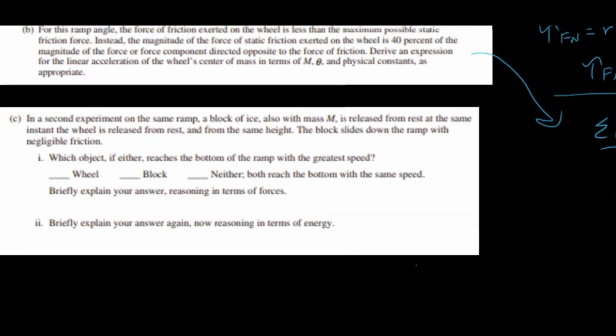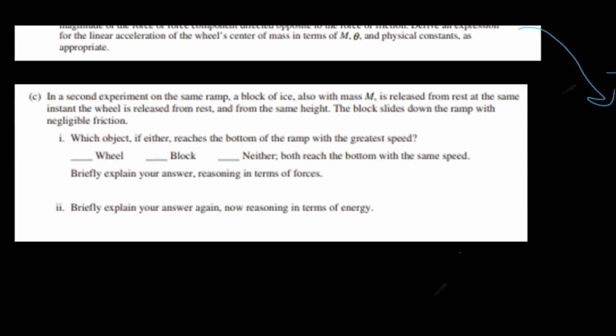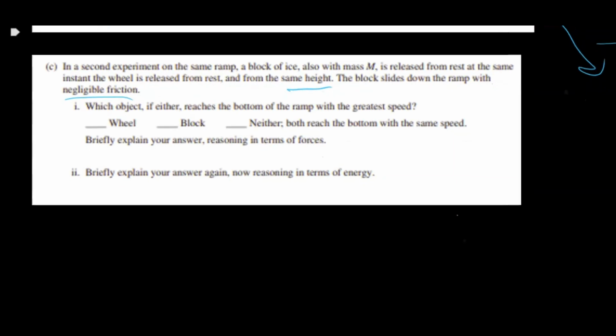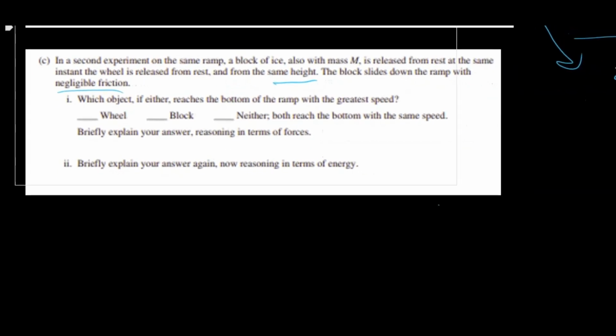Let's move on. So part C says, in a second experiment on the same ramp, a block of ice, also with the same mass, is released from rest at the same instant the wheel is released, and from the same height. It slides down the ramp with negligible friction. So it asks which object, if either, reaches the bottom of the ramp with the greatest speed. It wants us to first explain in terms of forces and then explain in terms of energy. So let's explain with forces first.